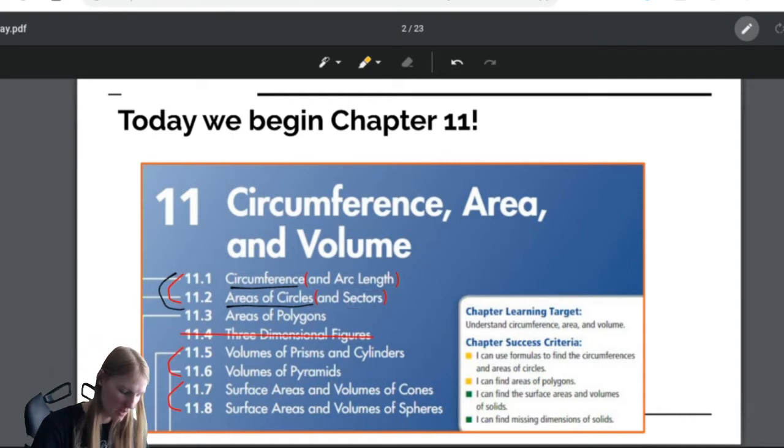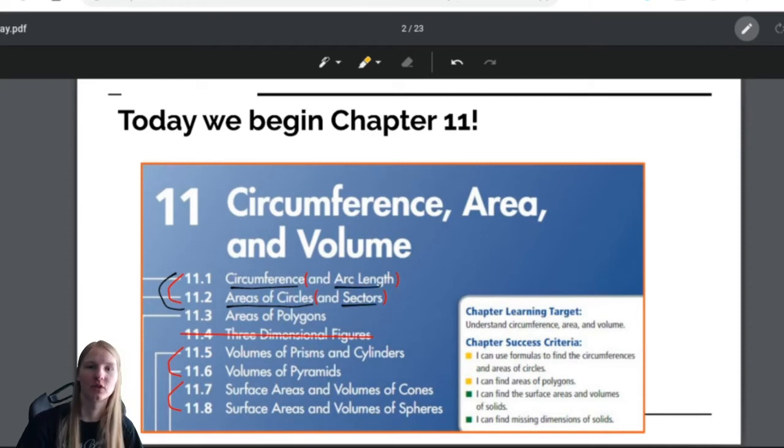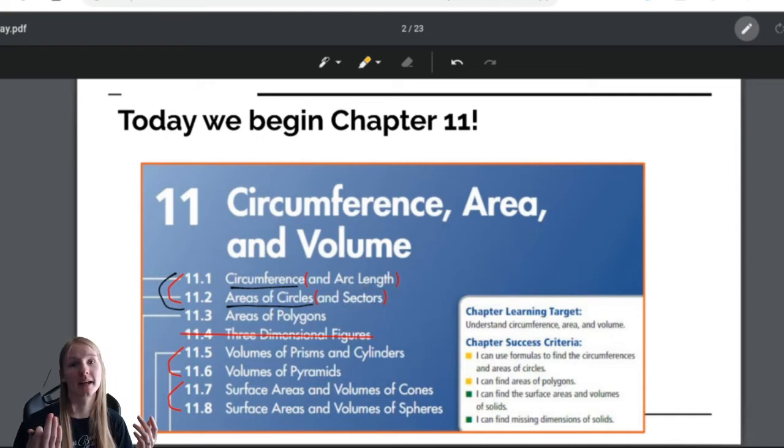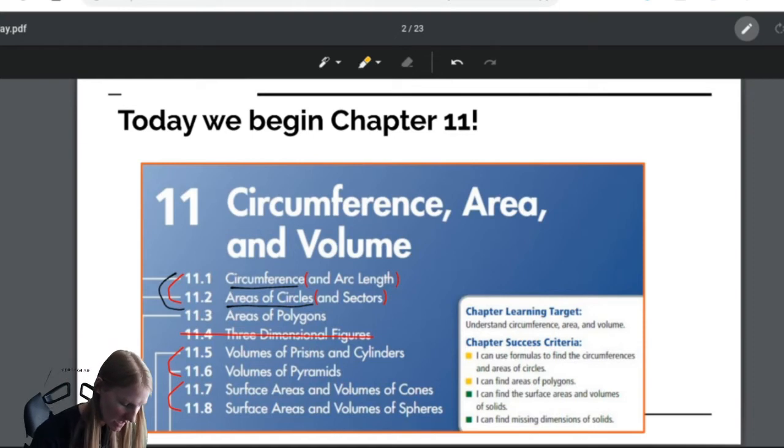So that'll be at the end of the video that you can go and watch about arc length and sectors if you want. If we had not had to rush through everything this year, you definitely would have learned about arc length and sectors. So I would recommend that you stick through to the end of the video and watch it if you have the time, but don't stress yourself out. Take care of yourself right now.